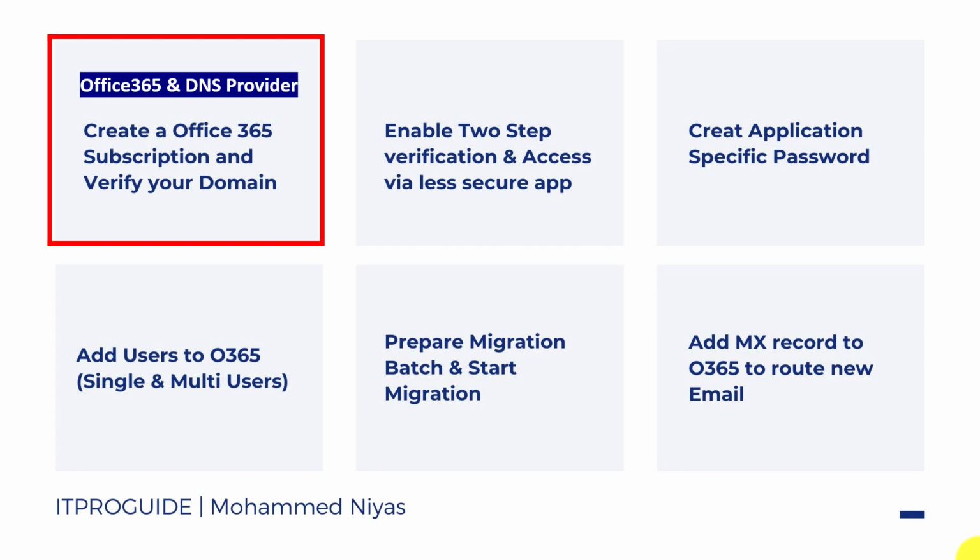The first step we're going to do is to create an Office 365 subscription. If you already have an Office 365 subscription, then you don't need to do this. But the important step is verification of your domain, because you have to tell Office 365 that you are the owner of the domain that you're going to work. So for this, you need access to DNS host manager. For example, in my case, it is GoDaddy. So I'm going to show you how to log into GoDaddy and make the changes.